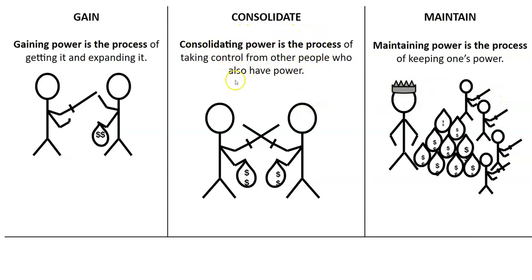Consolidating power is the process of taking control from other people who also have power. So that might also be considered conquest in many cases or overthrowing another government. Maintaining power is the process of keeping one's power. We will come back to these three terms throughout the course anytime we're dealing with nation states or empires or countries or any other geographic entity or government that's trying to gain, maintain, or consolidate power.